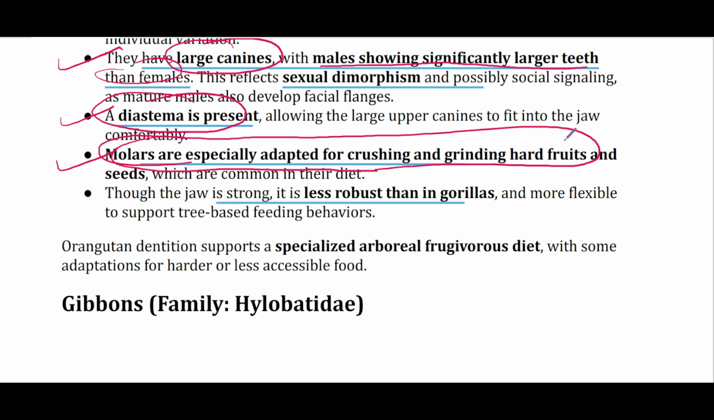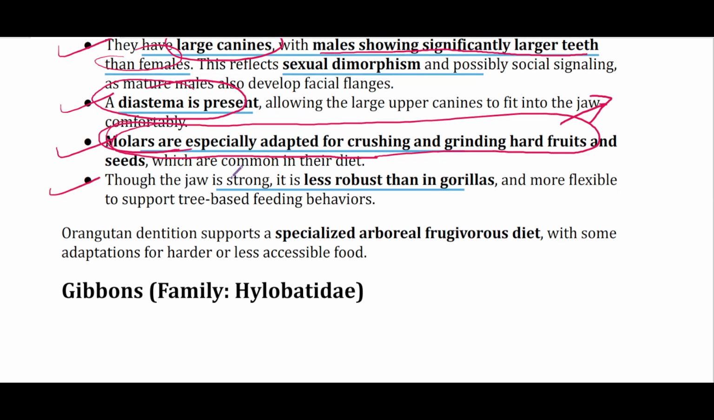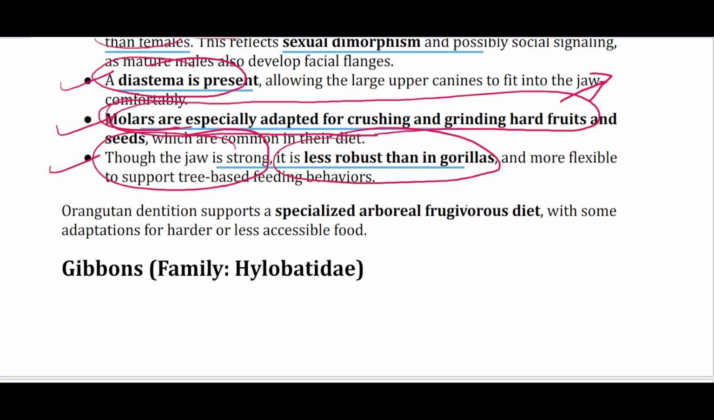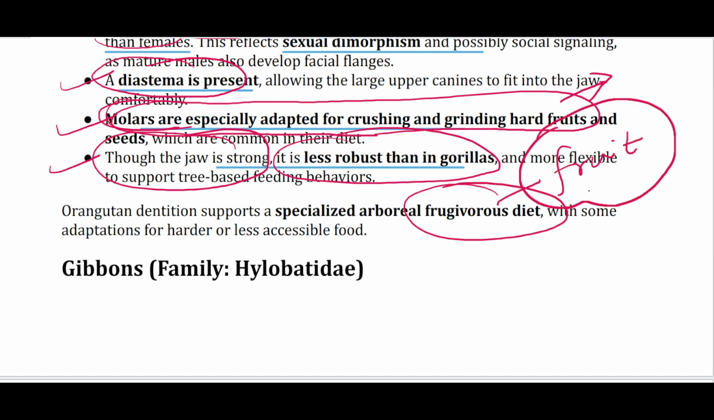So if the diet consists of hard cellulose, hard tough chewable material, the molars will be strong. Even though they have a strong jaw, it is less robust than in gorillas, which signifies that even if their diet consists of tough fibrous material, the diet is not as tough as that eaten by gorillas. Orangutan dentition supports a frugivorous diet. Frugivorous means fruit eating. A fruit is not as tough as stems and leaves.